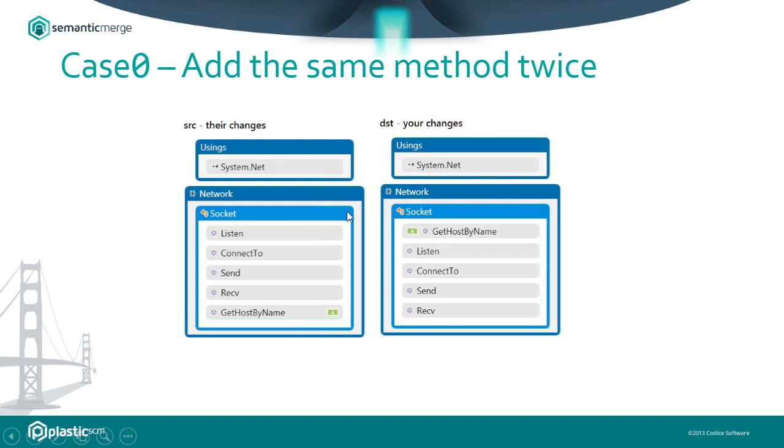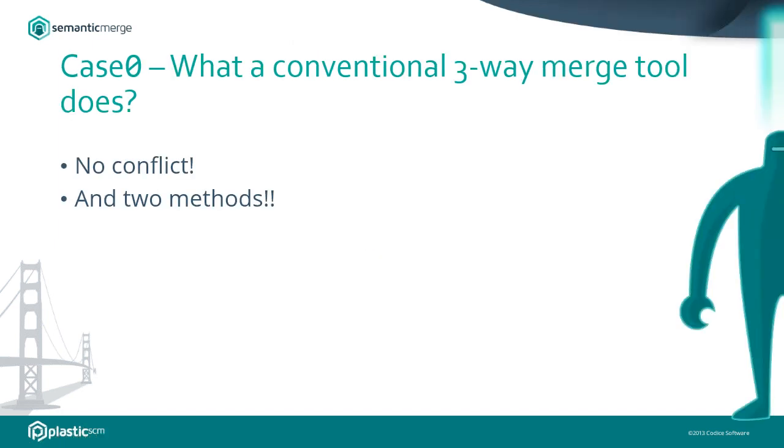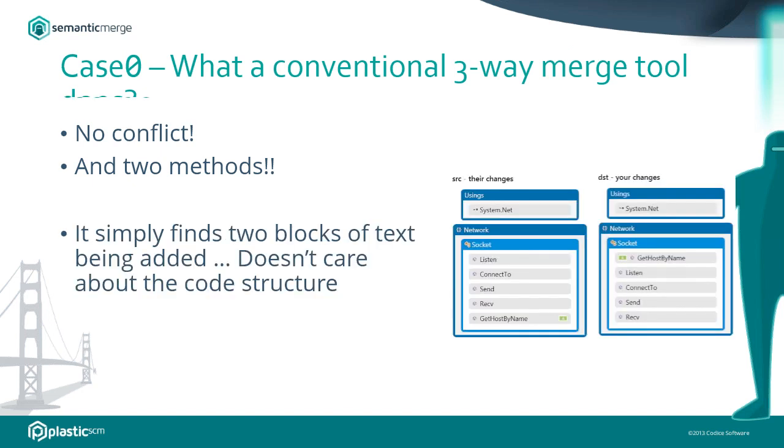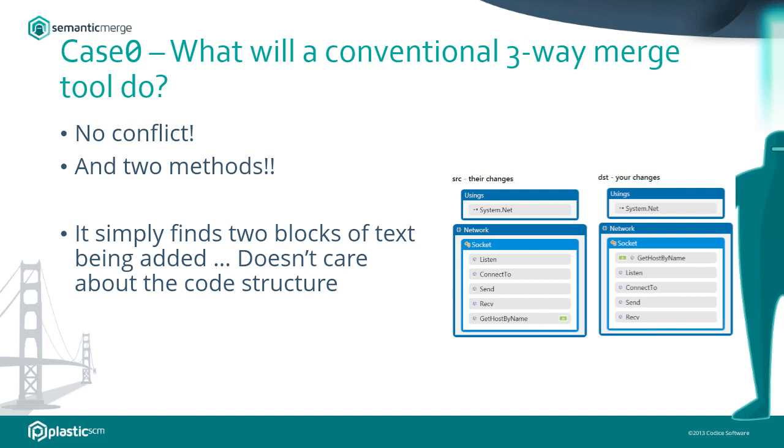What will happen when you merge this? It's not a very difficult case anyway, but what happens when you merge this? Well, first, let's think what happens if you use a conventional, and by conventional I mean a text-based three-way merge tool. Basically, there are no conflicts, and it would just put the two methods together. Why? Because it simply finds two blocks of text that have to be added in different positions. So you set your tool to resolve the merges as automatically as possible.